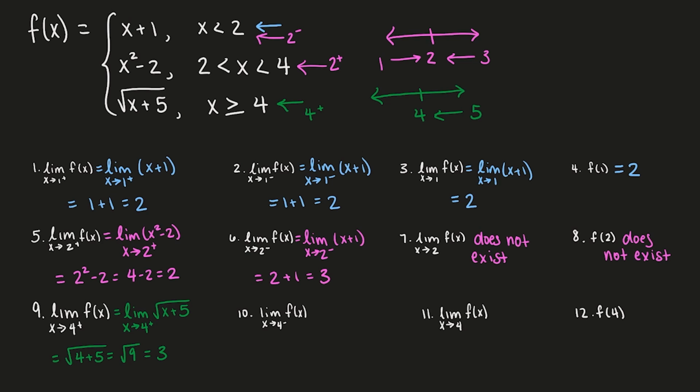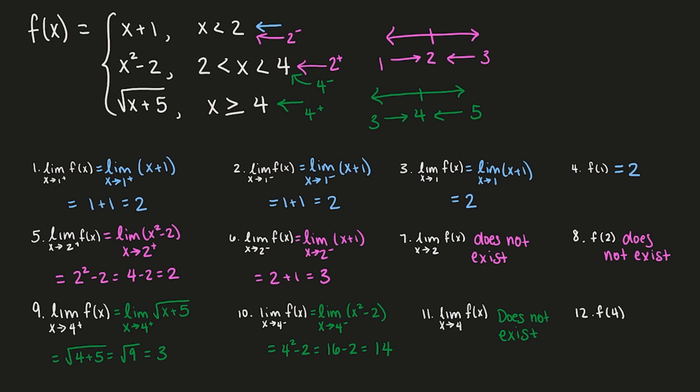Next, we have the limit of f of x as x approaches 4 from the left. When we go from the left, let's say we're going from a value like 3, which means we're going to fit in this set up here, and our limit will become the limit as x approaches 4 from the left of x squared minus 2. So this is going to be equal to 4 squared minus 2, or 16 minus 2, which is equal to 14. So for our limit as x approaches 4, the value of the limit as x approaches 4 from the right and from the left do not match. Therefore, this limit does not exist.